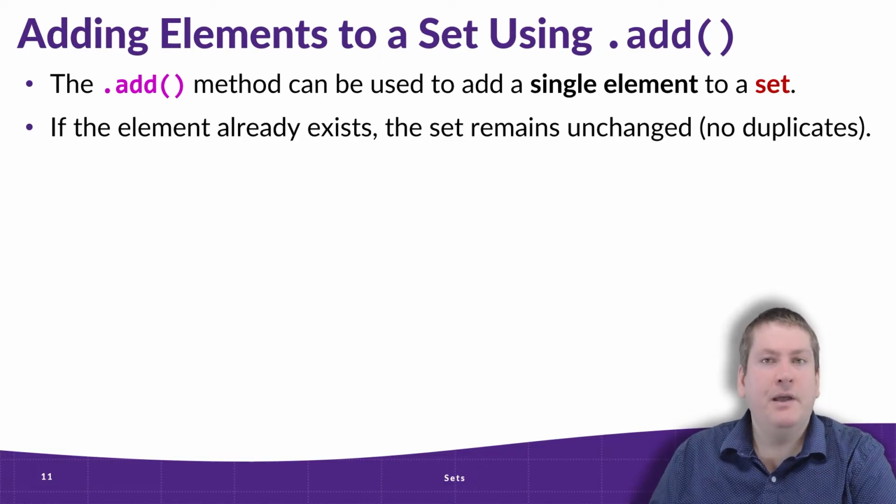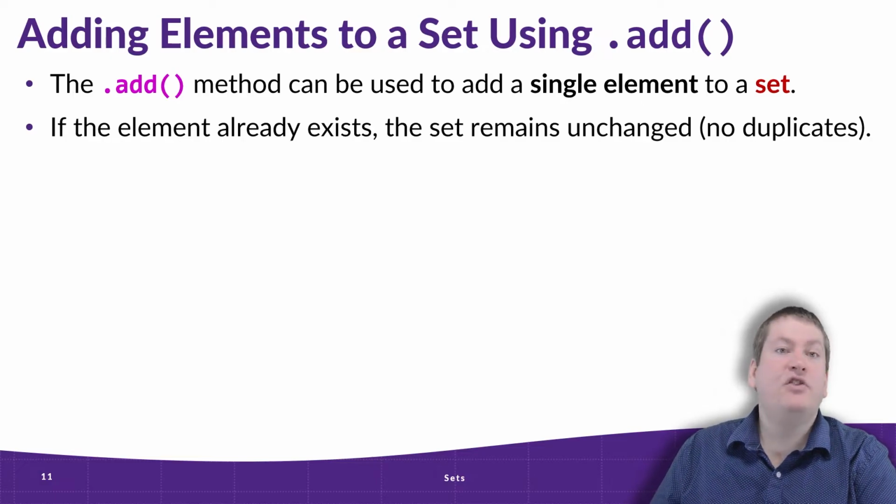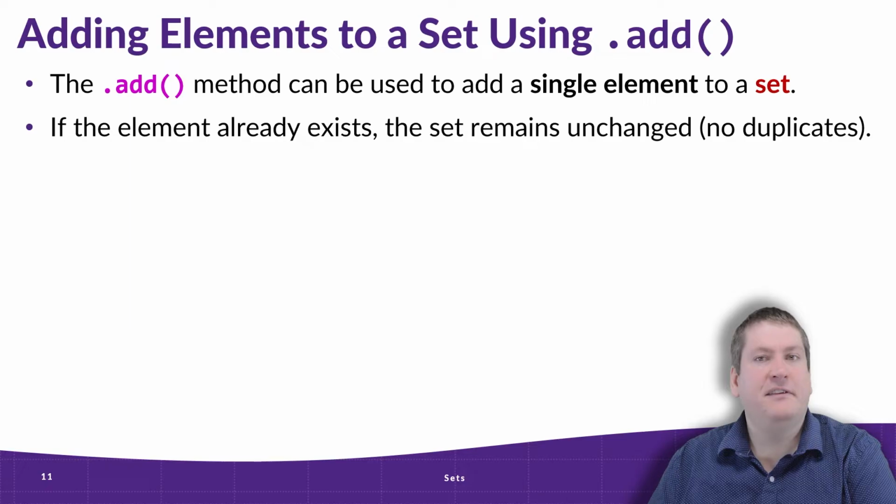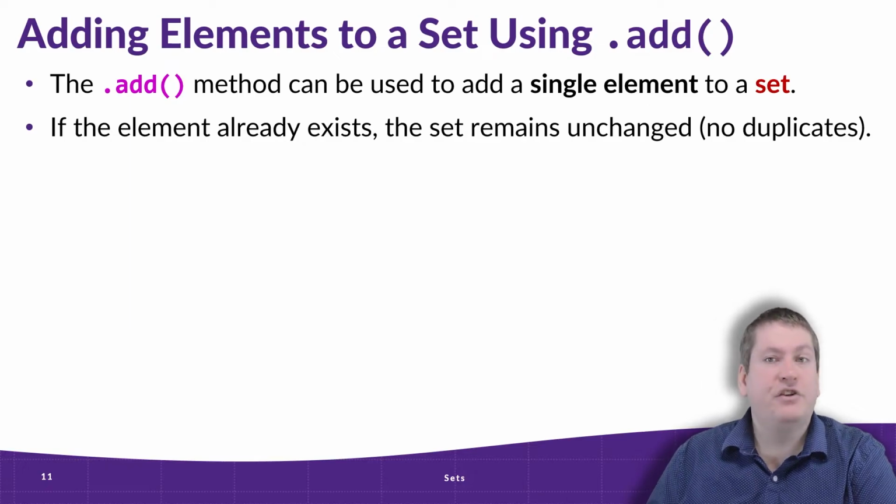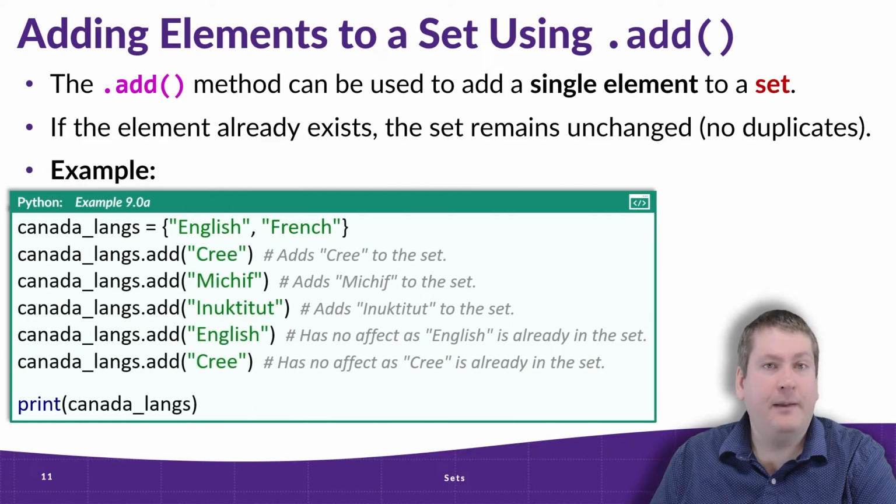It takes one argument, which is a single element, to add to that set. The only catch is that if that element already exists in the set, the set will remain unchanged. It won't add a duplicate element, nothing will happen, and no error will be given. That command just doesn't do anything. Let's take a look at an example.